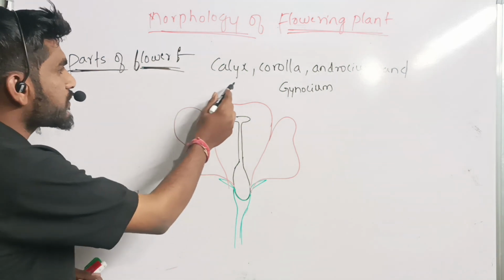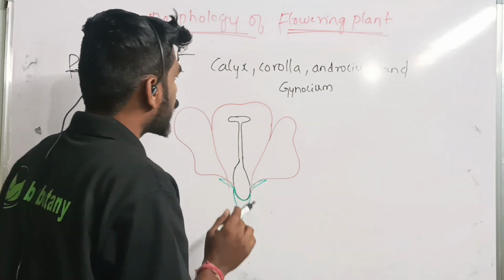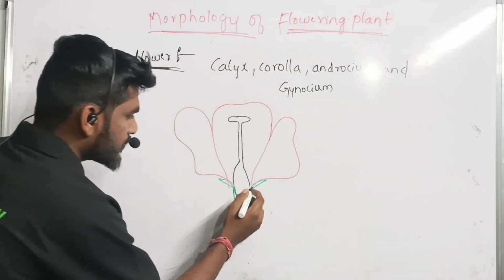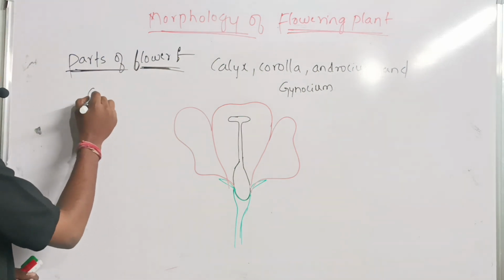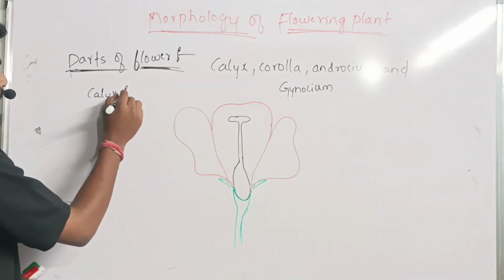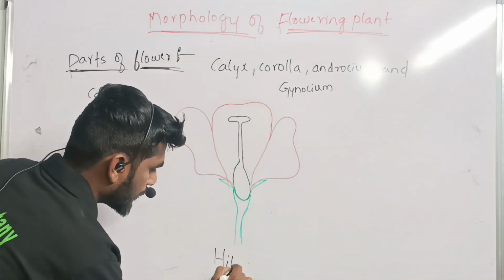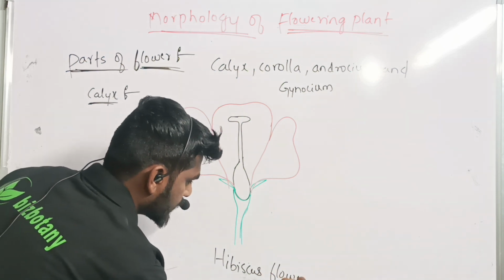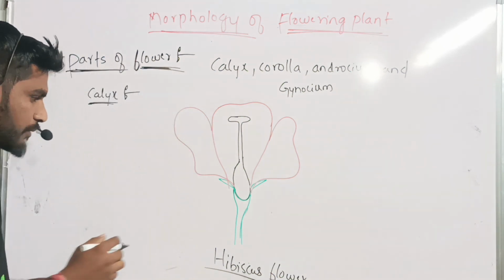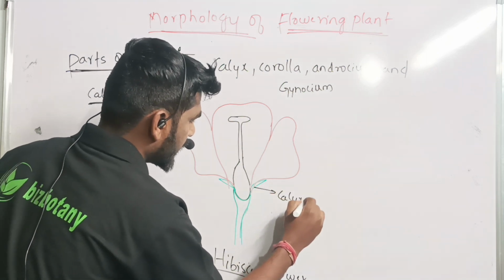आज हम पढ़ेंगे पार्ट्स ऑफ द फ्लावर्स। Usually a flower consists of four whorls. They are nothing but a calyx, corolla, androecium and gynoecium. Here, this green part, first we need to understand about a calyx. Consider this is a hibiscus flower which consists of all the four appendages of the flower. This part we are calling a calyx.